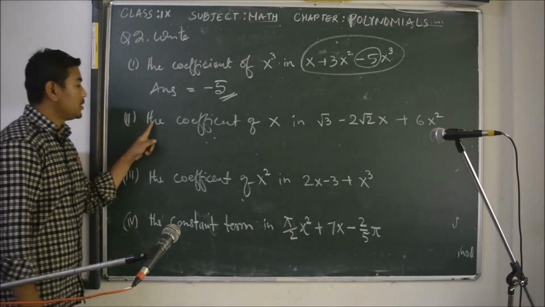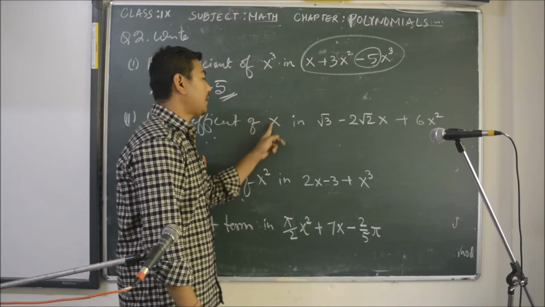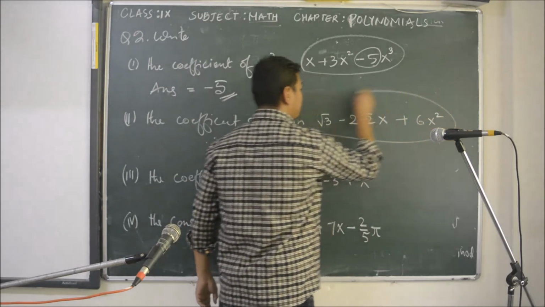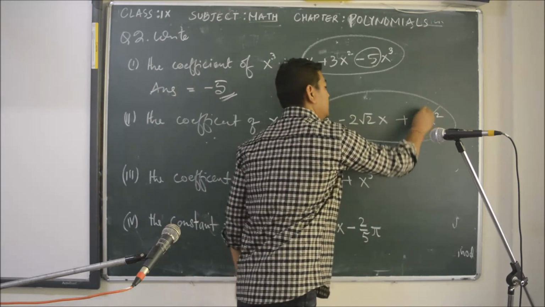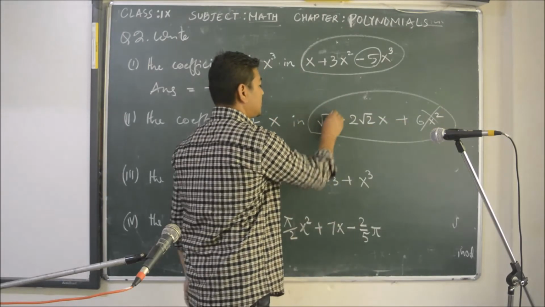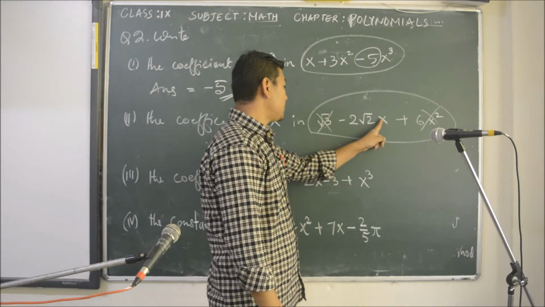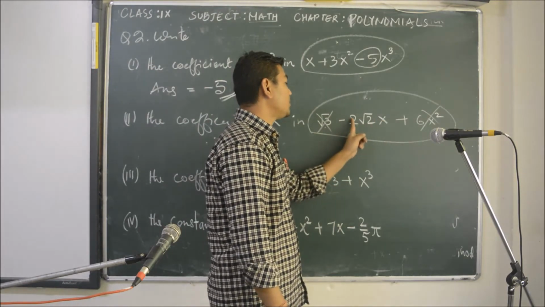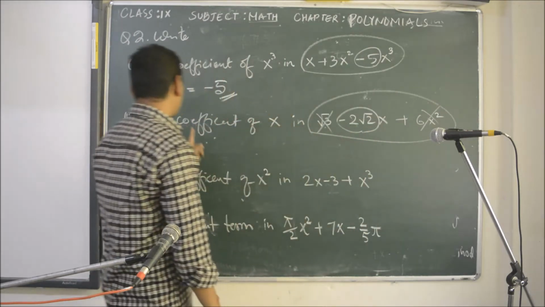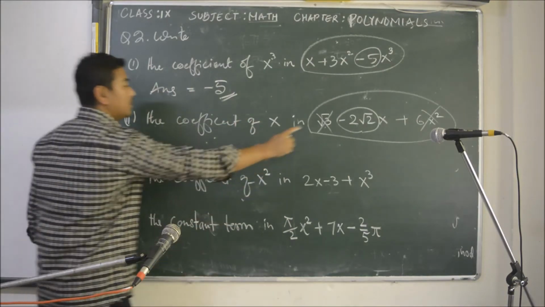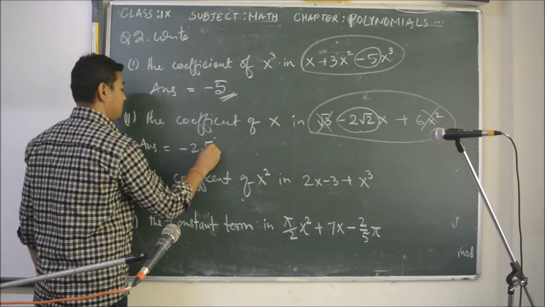Second question, the coefficient of x. Now here you have to write the coefficient of x in this polynomial. So just look for the x term. This is x square term, we don't need it. This is constant term, we don't need it. So the x term is here. Which number is before x here? Minus 2 root 2. So this number is the coefficient of x in this polynomial. So the answer is minus 2 root 2.